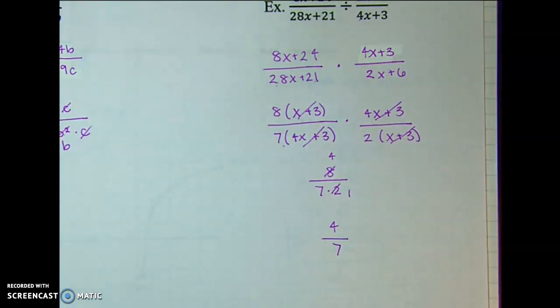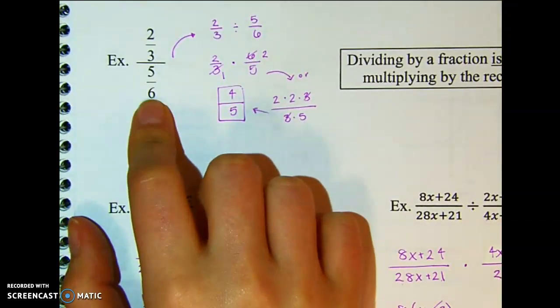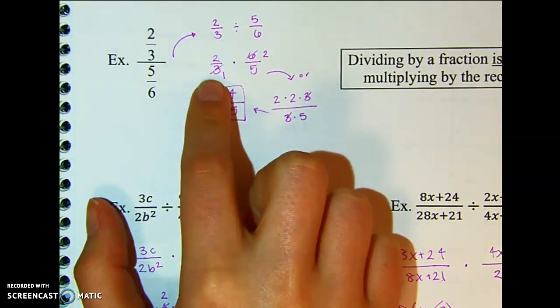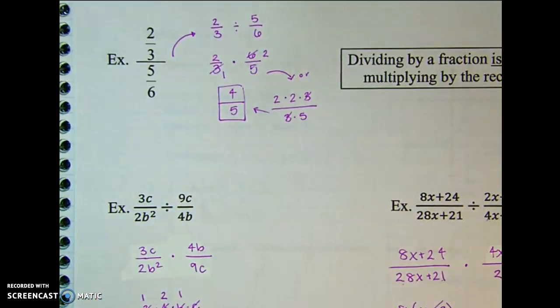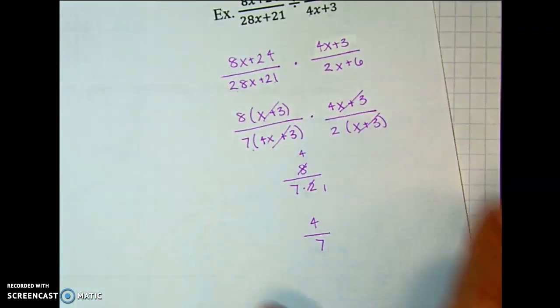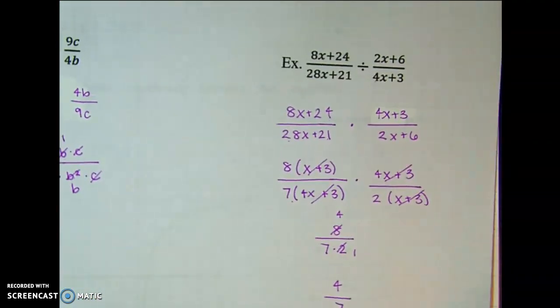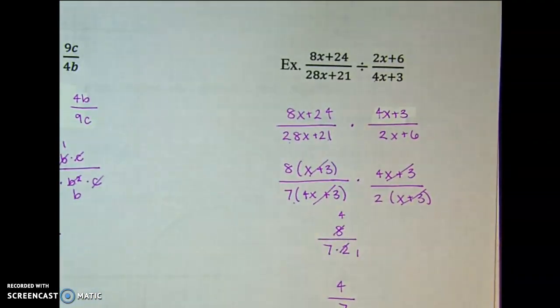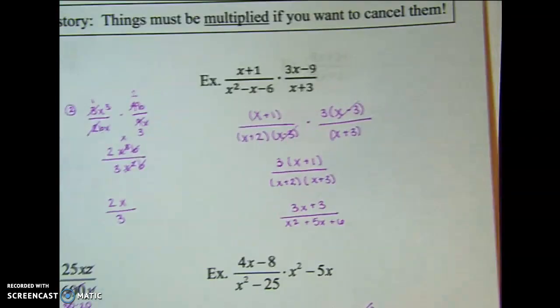But basically, your rule of thumb is if you're ever given a fraction within a fraction, change it to division, flip, and multiply by the reciprocal. When you're simplifying, you want to factor everything and then cancel factors with each other. And then make sure you are showing your work.